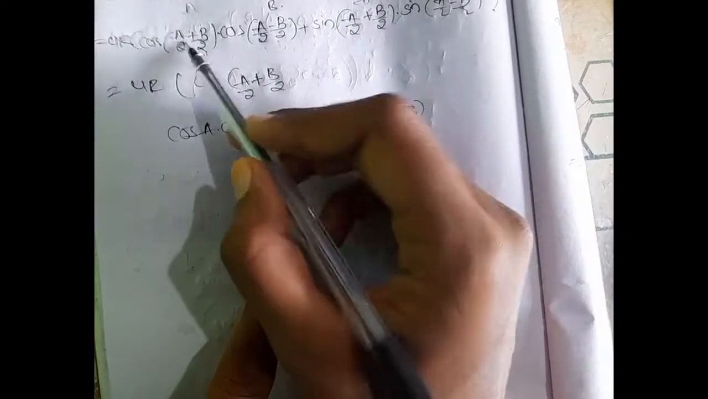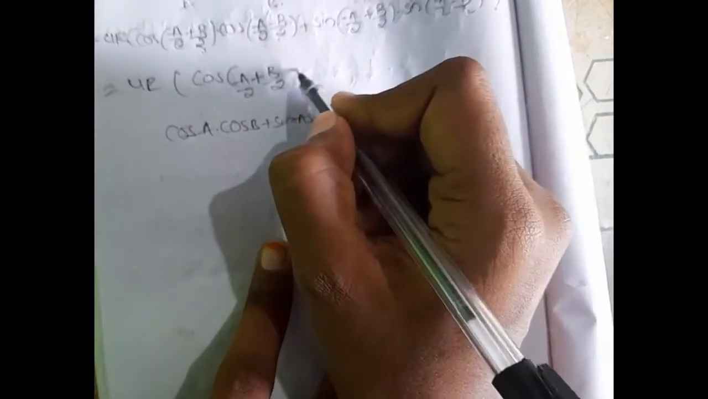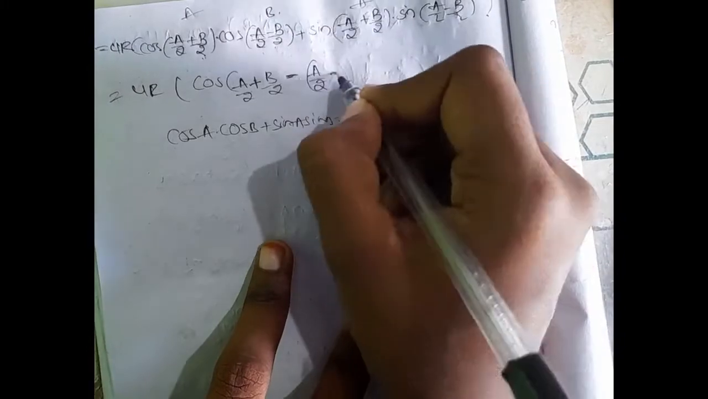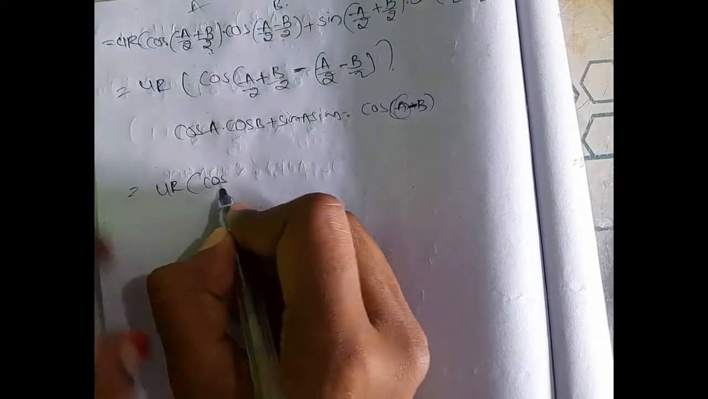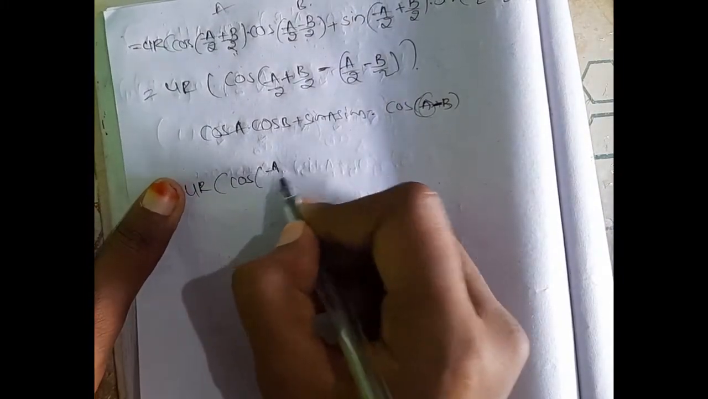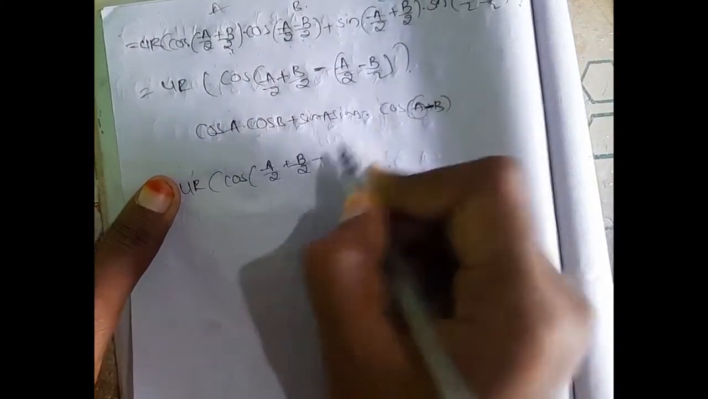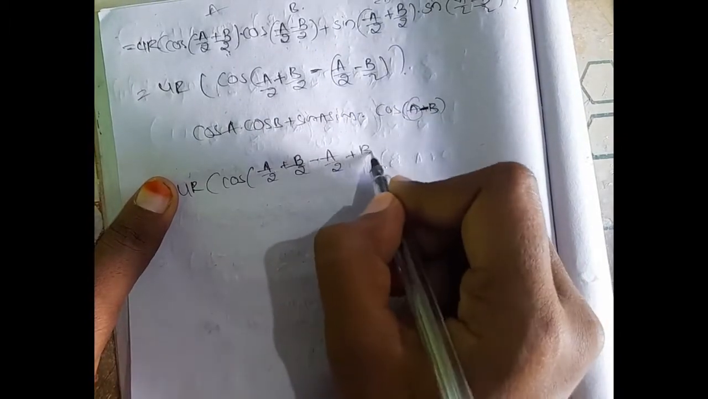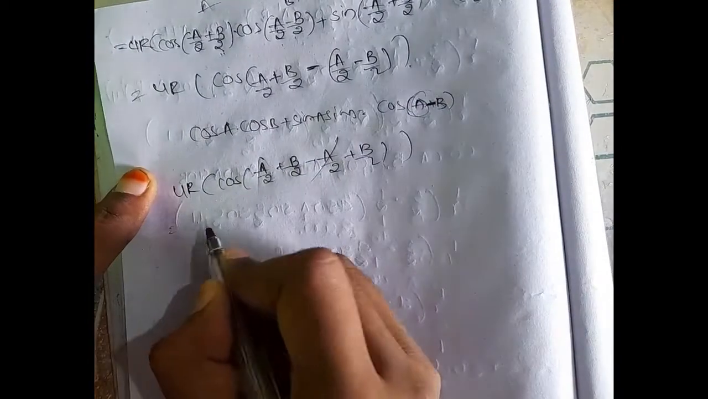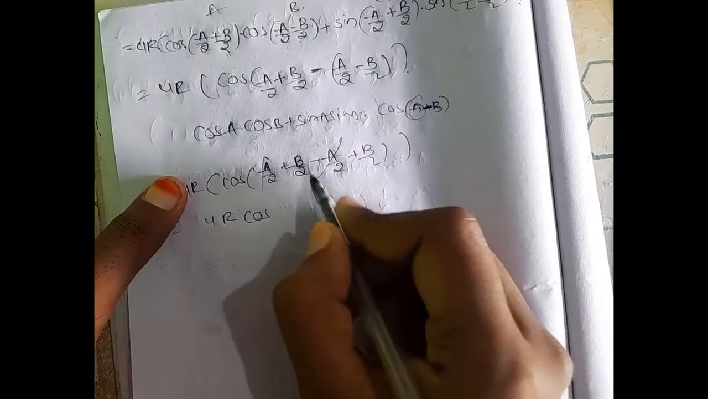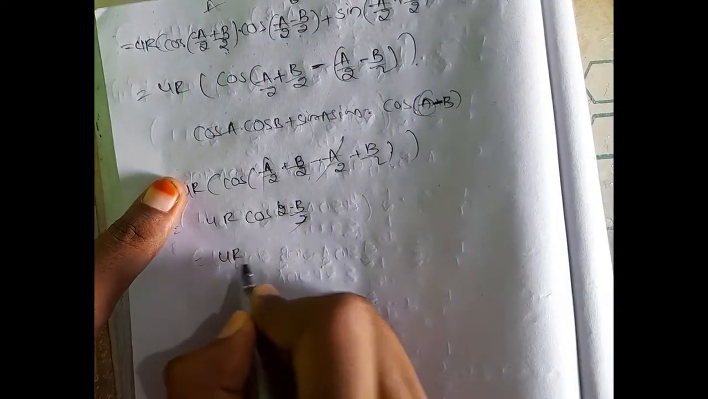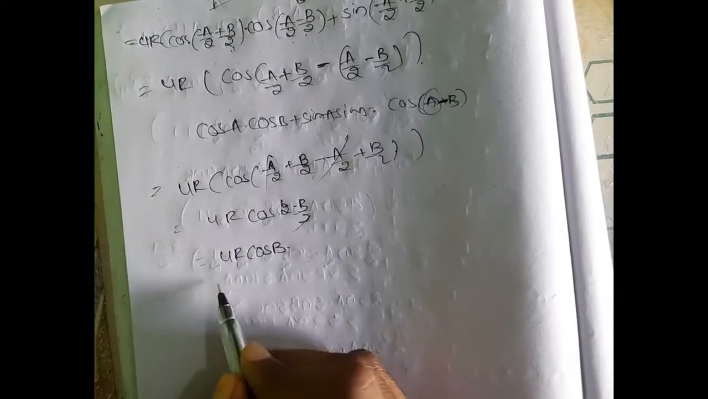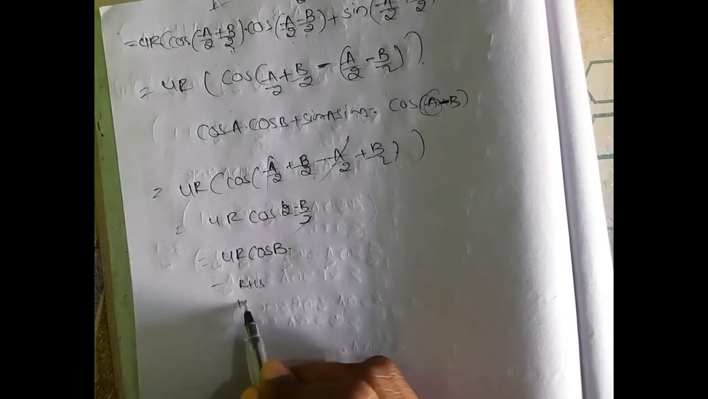Okay. Now what is a? A by 2 plus B by 2. And what is b? A by 2 minus B by 2. So 4R cos (A by 2 plus B by 2 minus A by 2 plus B by 2). No, A by 2 is cancelled. So 4R cos (B by 2 plus B by 2), 2 into B by 2 means the 2 cancels. It is 4R cos B. This is what we are asked to prove. It is RHS, hence proved.